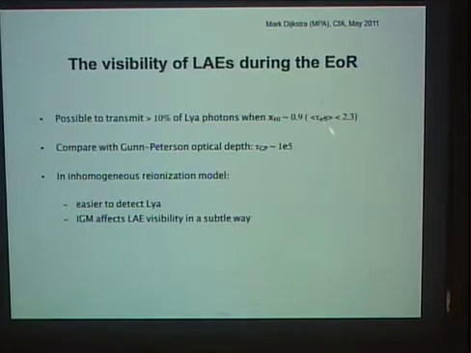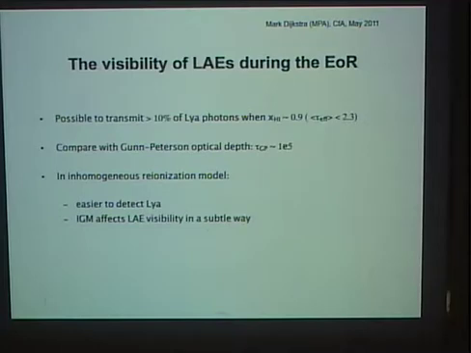Or another way of saying this is that the effective optical depth to this radiation was less than 2. Now, the Gunn-Peterson optical depth that I just showed you is more like 10 to the 5, 10 to the 6. So, this is obviously something that plays a very important role in the detectability of these galaxies.